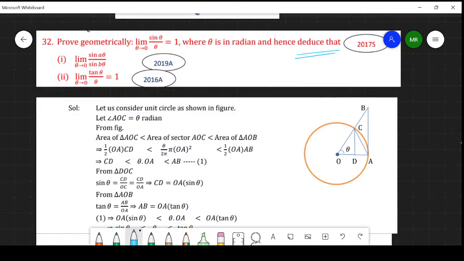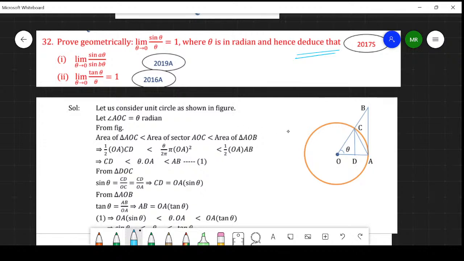Now from the figure, observe, we have 3 areas: triangle OAB, triangle AOC, and sector AOC. The construction of the figure I have not told you here. Consider the unit circle as shown in the figure. Angle AOC is equal to theta radians.